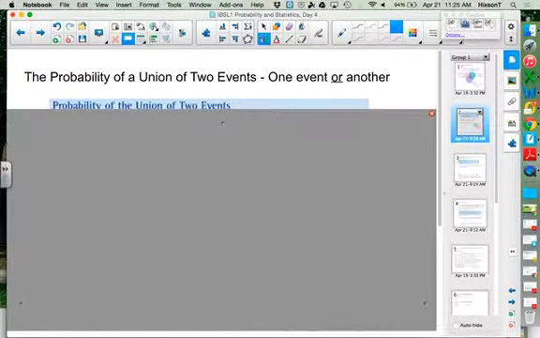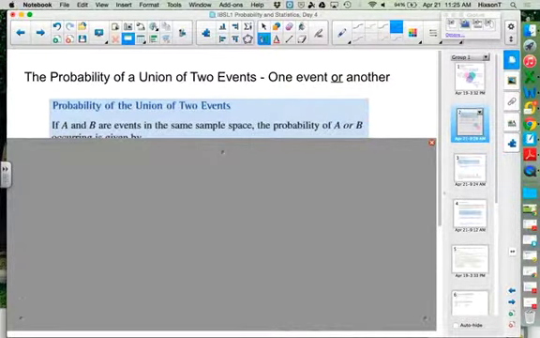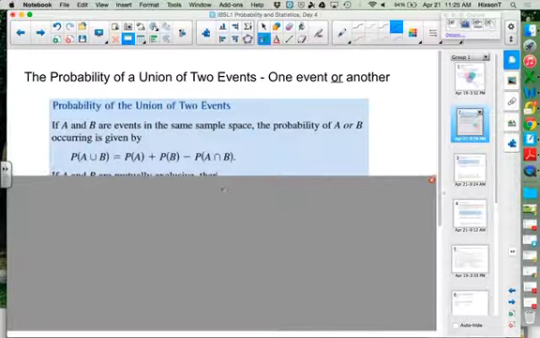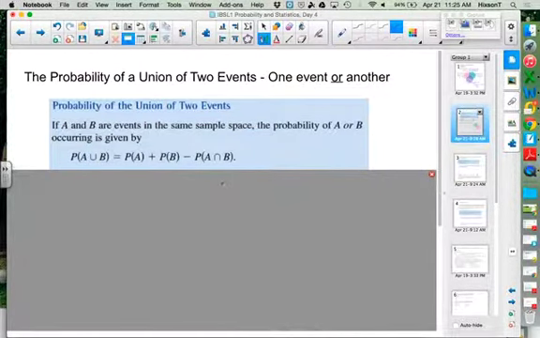So let's look at the probability of a union. Here we're talking about one event or another. There's a general formula, and then there's a formula specifically for mutually exclusive events. If I'm finding the probability of A or B, that's a union, then I'm going to find the probability of A plus the probability of B minus the probability of both.